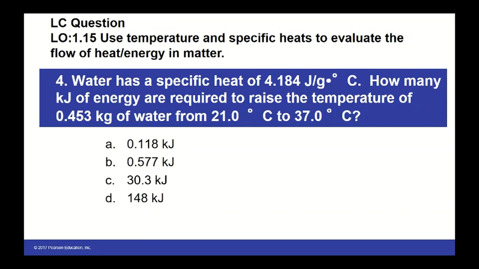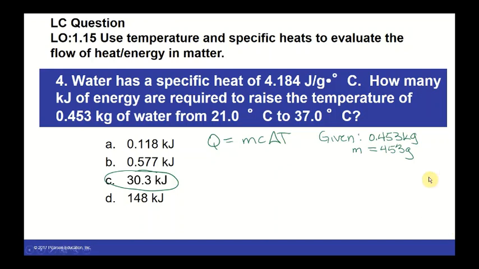You can pause the video if you need more time to do your calculations. The answer is 30.3 kilojoules. First, we know that we need our heat equation. We're given 453 grams. We know that our initial temperature is 21 degrees, our final temperature is 37 degrees, so we need to determine whether we have a positive or negative value for the heat. It said that the temperature is raised, so that means we need to supply heat, so our value for Q should be positive.